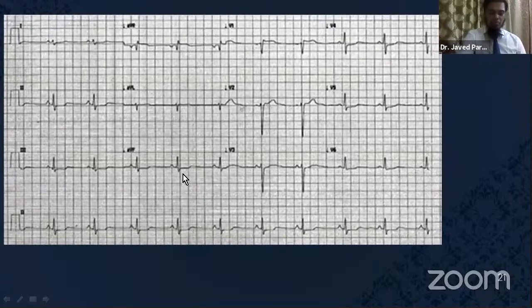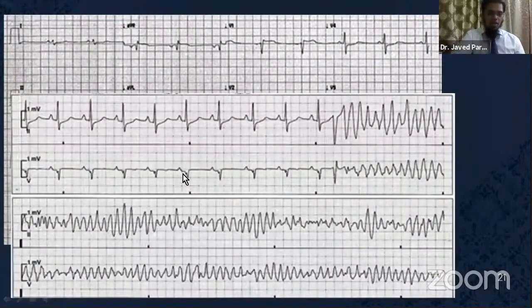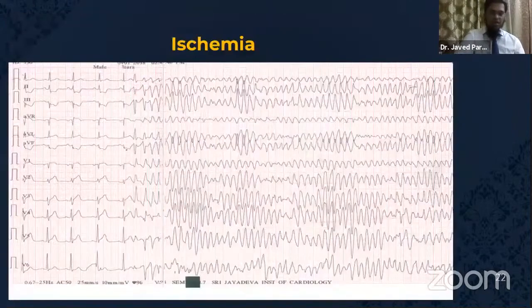But multiple episodes, and on prolonged monitoring, this is on an implantable loop recorder, what we could find out was that there was a PVC. You can see here, this is the PVC right there, which has triggered a polymorphic ventricular tachycardia here, and it was producing syncope. So again, an important point: the longer you record in these patients with unexplained syncope, you will be able to obtain a diagnosis.